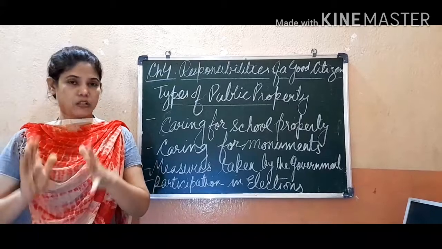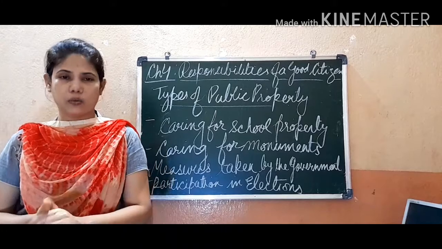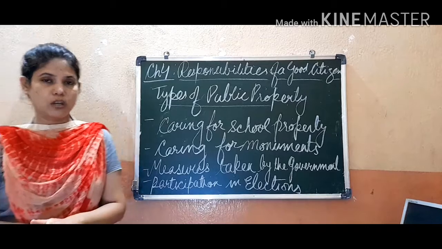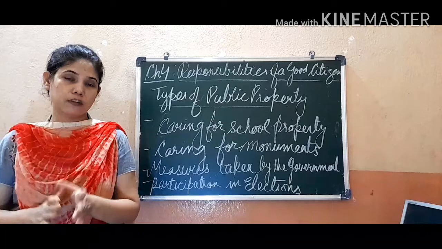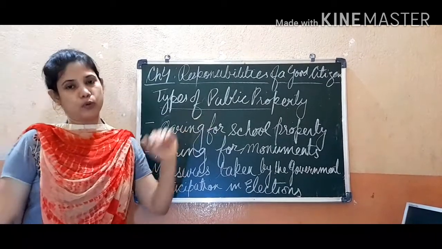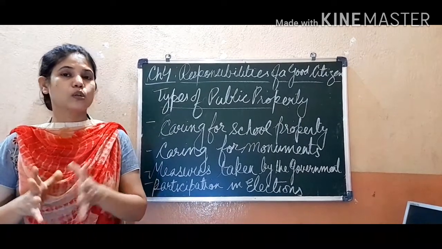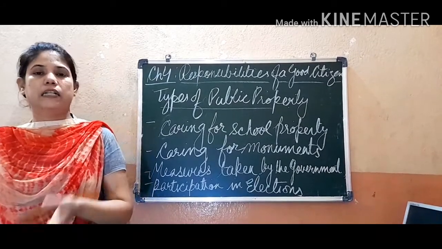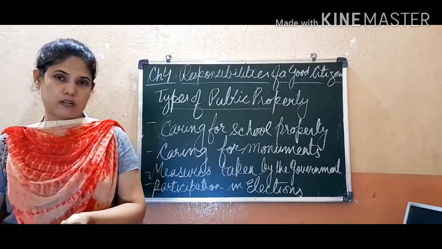Such types of things are established by the government, like the railways, roads, hospitals, schools, colleges. So it is called public property, and it's our duty to preserve and protect this property. Now there are two types of public property. First is national heritage. That includes monuments like the Taj Mahal, Qutub Minar, India Gate, Red Fort, that carry national interest.